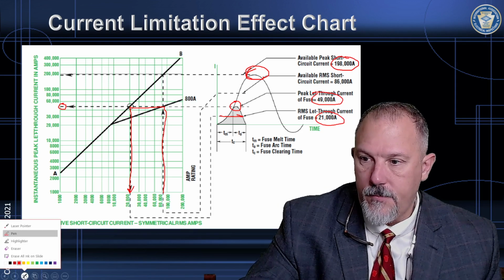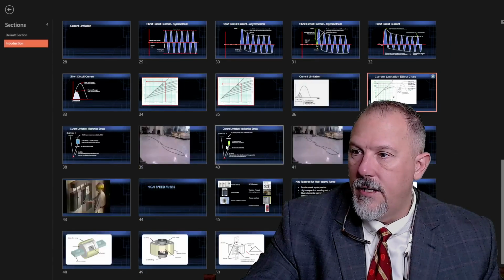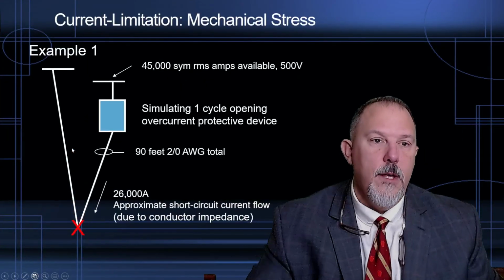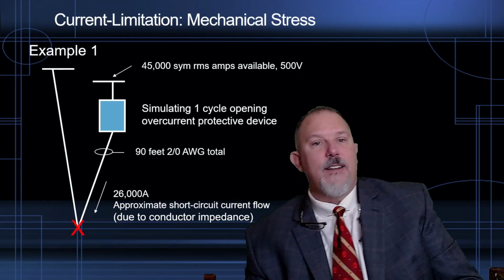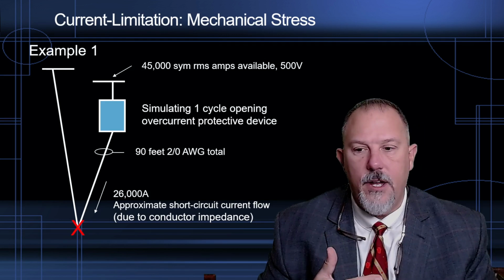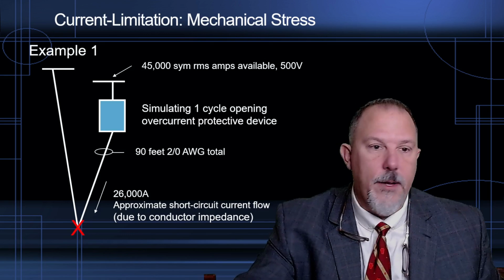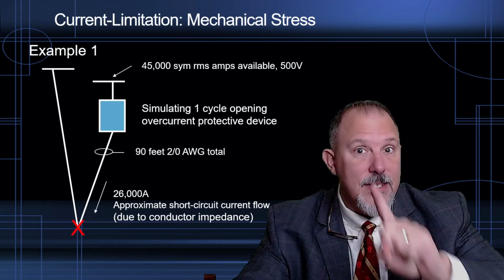Now, erase all of that, get rid of the pen. Let's take a look at an example. So if I have 45,000 amps of available fault current and I put 90 feet of 2-aught conductor and I generate current through it, and I have 1 cycle of current flowing, this is the result.